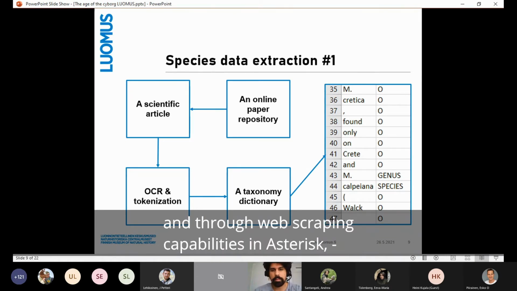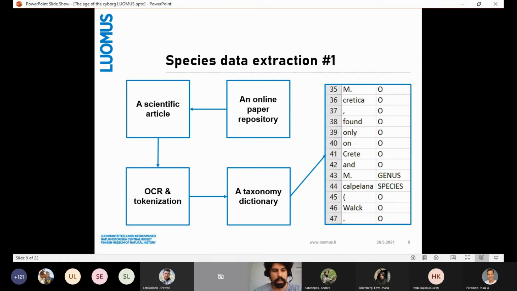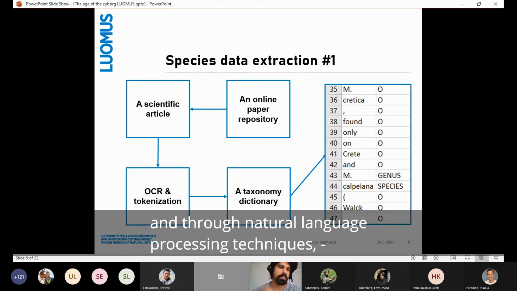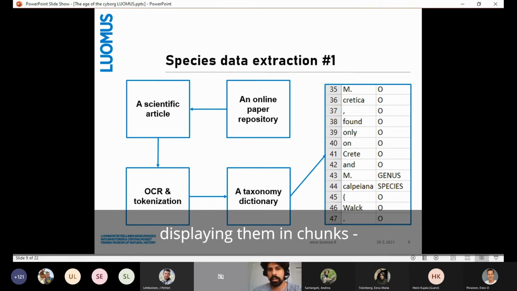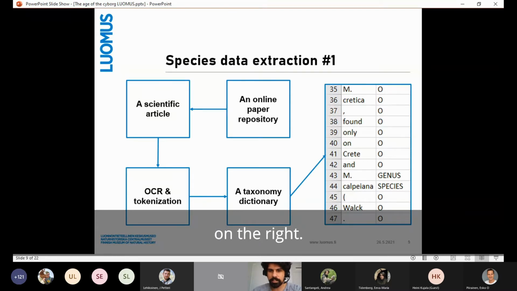and through web scraping capabilities in Asterisk, you can mass download scientific articles in that online repository, and then using OCR techniques that include machine learning and natural language processing techniques, you can extract the text from these articles and then tokenize the text, displaying them in chunks that are helpful for achieving a result similar to what you see here on the right.